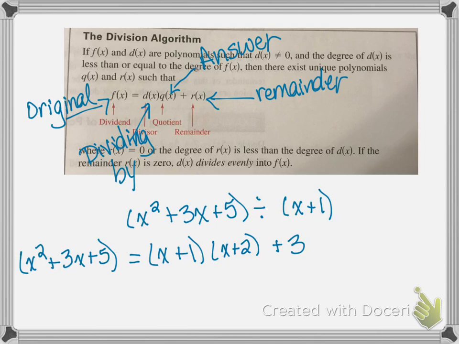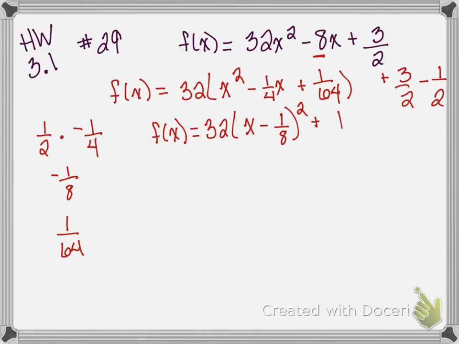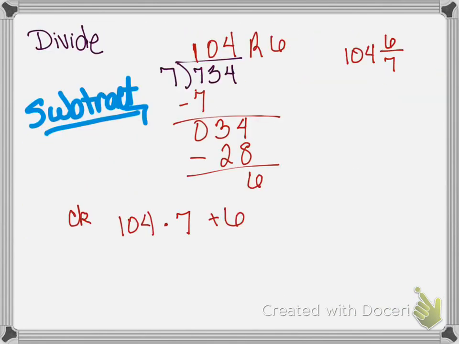So let's go back to our 4th grade problem. Good? Okay, so if we go back to our 4th grade problem, do you see how when I check it, I do 104 times 7 plus 6? I don't do 104 times 7 plus 6 over 7. 104 and 6 over 7, that's my answer. That's what I got when I divided. What I'm doing here is I'm checking to make sure I get back to my original problem. That's a great question, though, and I messed that up when I did it.